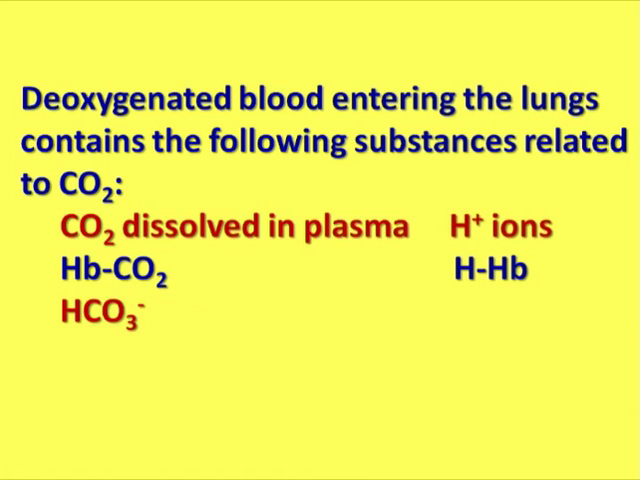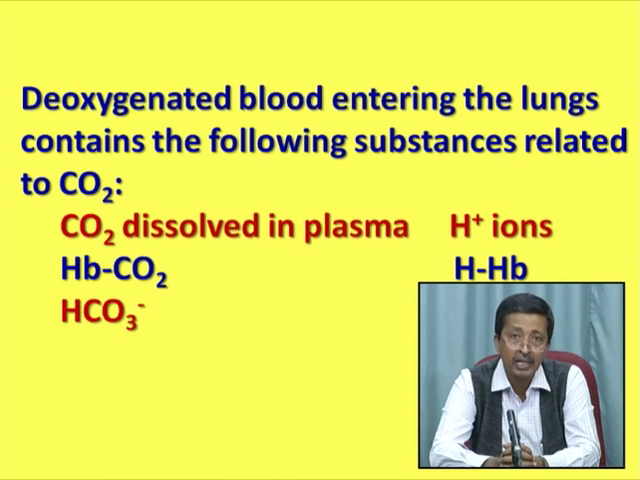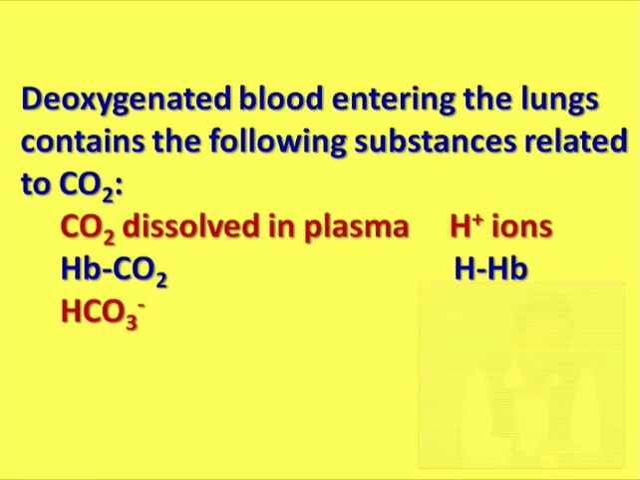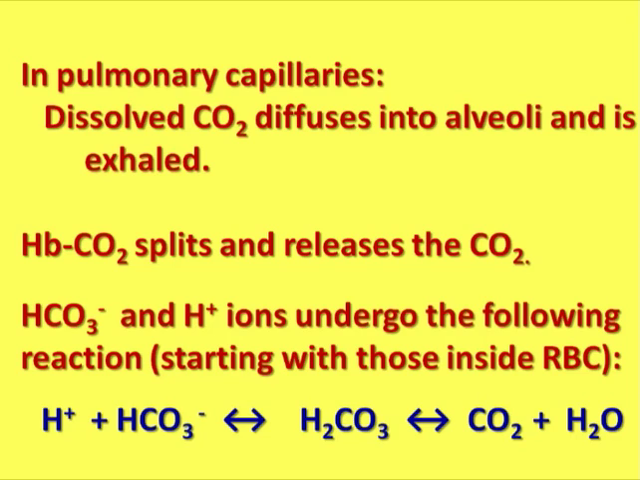The deoxygenated blood which is entering the lungs contains the following substances related to carbon dioxide: carbon dioxide dissolved in plasma, carbaminohemoglobin, bicarbonates, and proton ions and protons combined with hemoglobin. In pulmonary capillaries, the dissolved carbon dioxide diffuses into the alveoli and is expired out. So carbaminohemoglobin splits and releases the carbon dioxide.